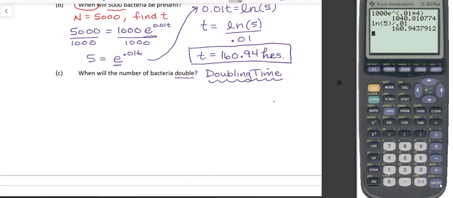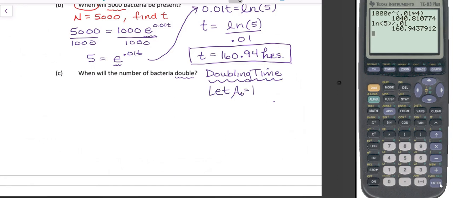to double. The doubling time is going to be the same whether we start with 1,000, whether we start with 1,000,000, or whether we start with 1. The doubling time will be the same regardless. So when that's the case, when I'm asked for doubling time, I want to make the problem as easy on myself as I can. So I want to try to set it up where it requires the least amount of algebra. So in a doubling time problem, I am always going to let that initial amount be 1.